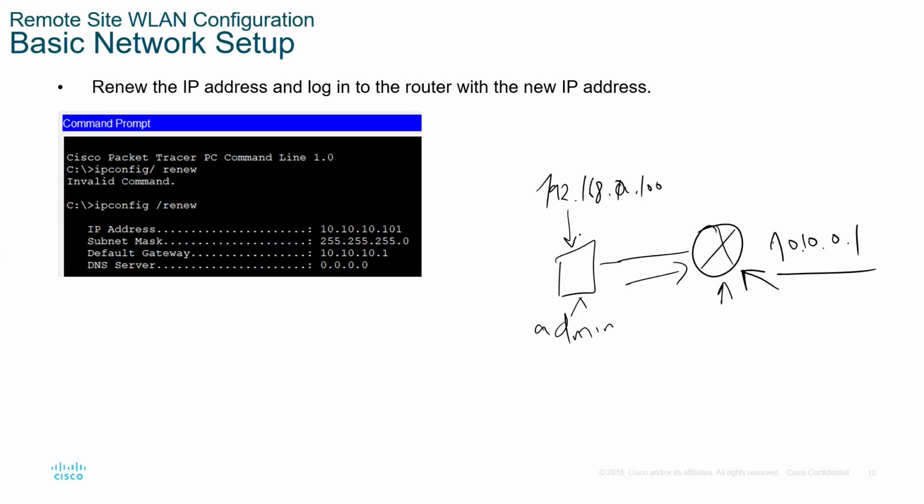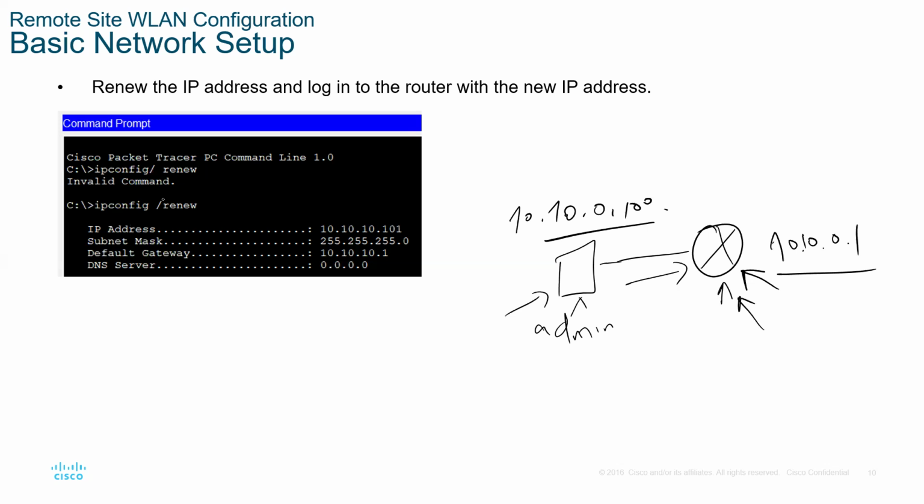Therefore, you need to renew your address. This will no longer be the address here. Once you renew, you probably get 10.10.0.100 as your new IP address. If you do not renew, then there will be no communication, because the IP address that you'll be using as your admin will be different from the network that is being used by your wireless router.